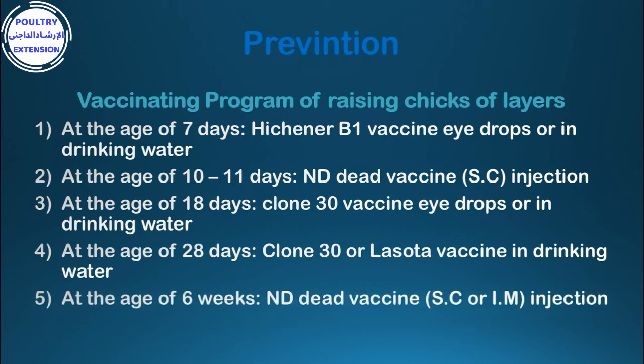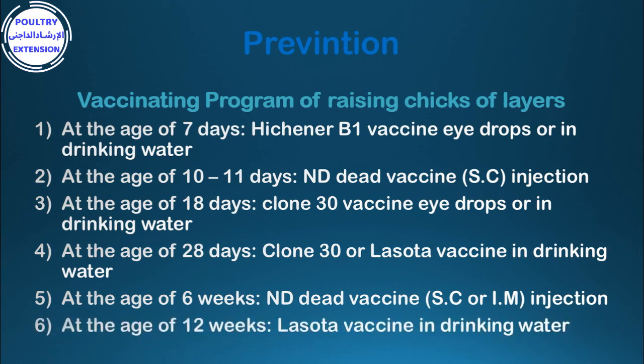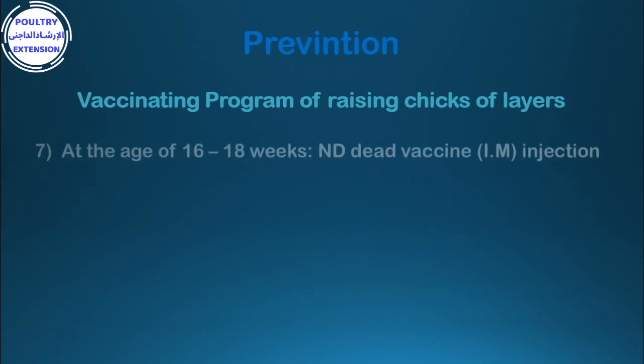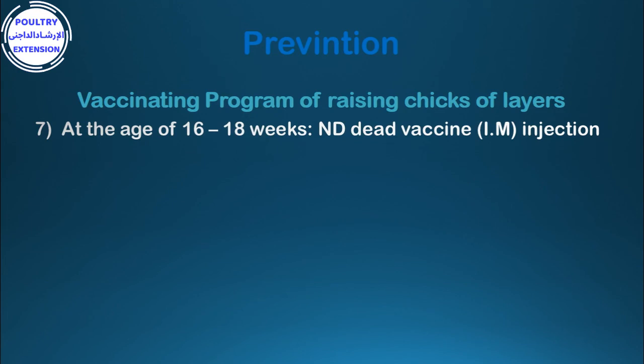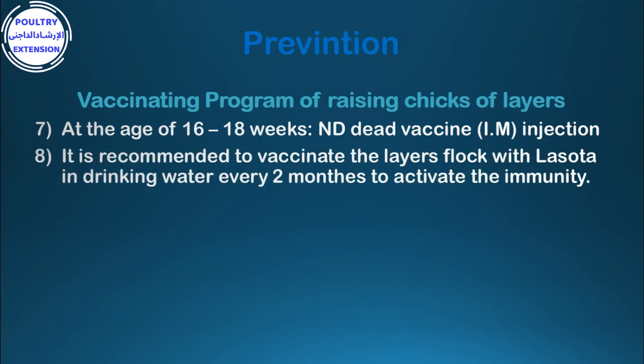5. At the age of 6 weeks, ND vaccine SC or IM injection. 6. At the age of 12 weeks, Lasota vaccine in drinking water. 7. At the age of 16 to 18 weeks, ND vaccine IM injection. It's recommended to revaccinate the layers flock with Lasota in drinking water every 2 months to activate the immunity.